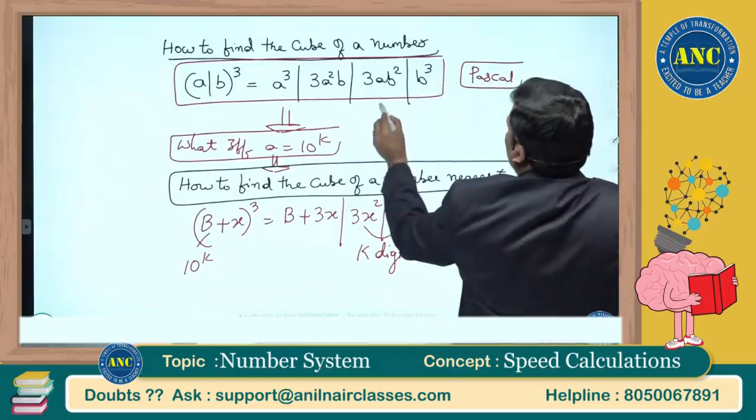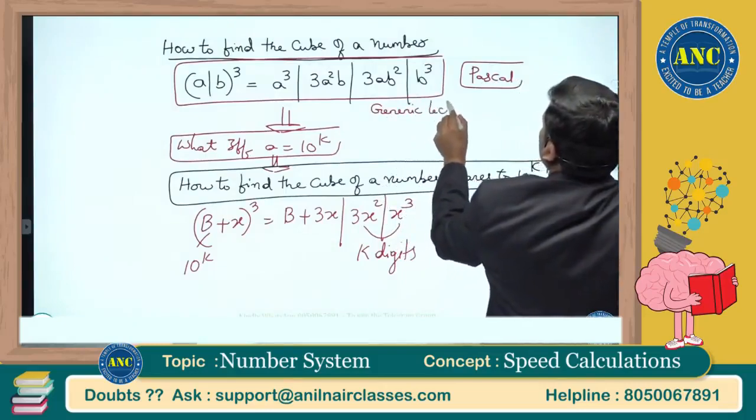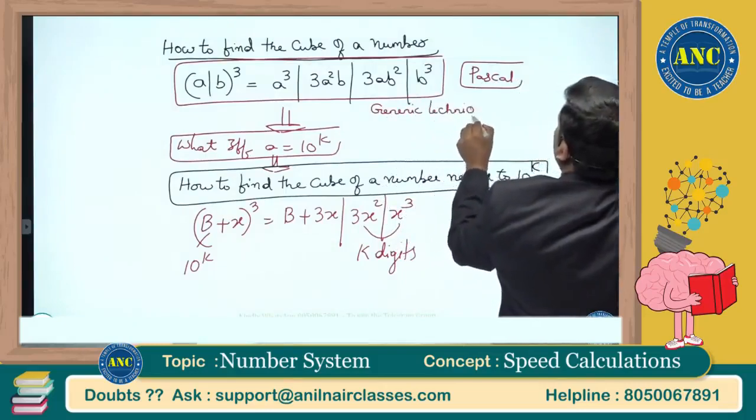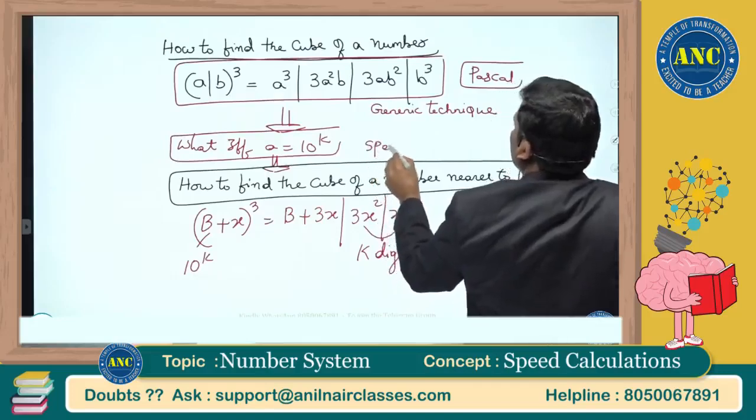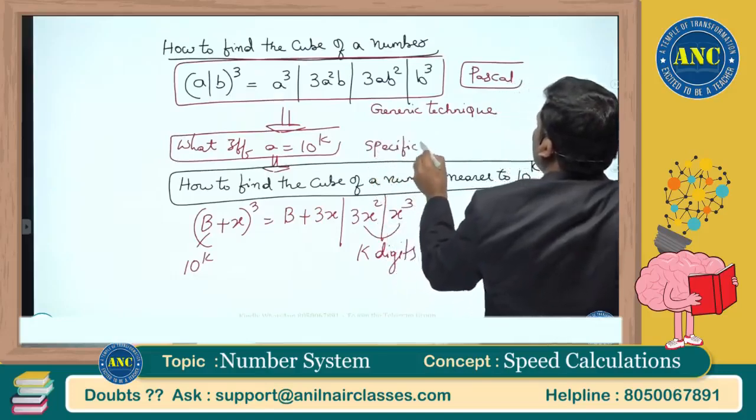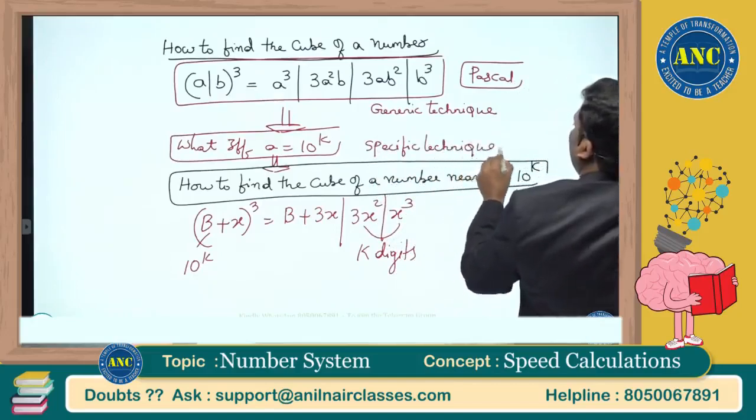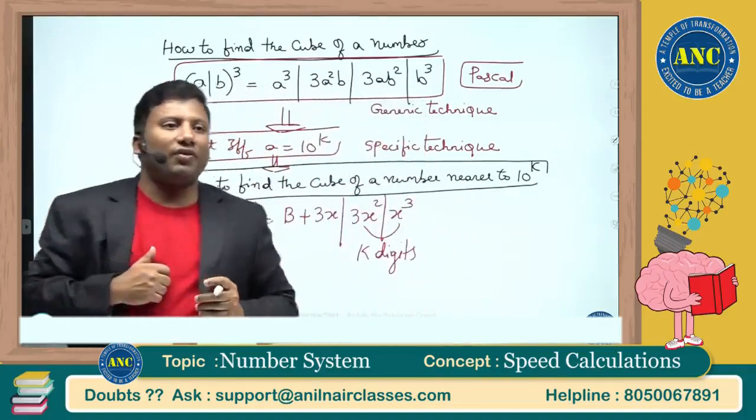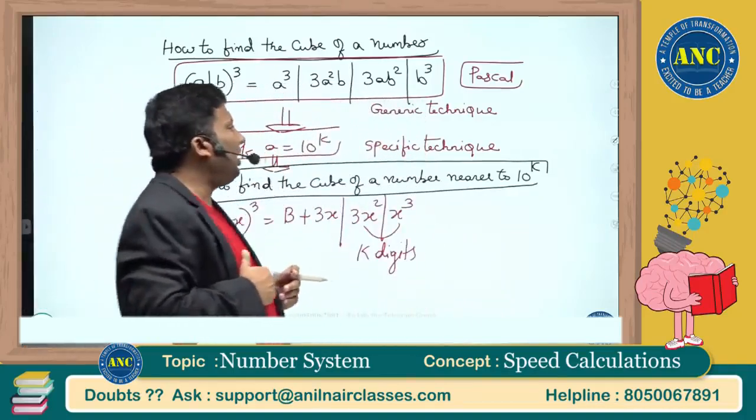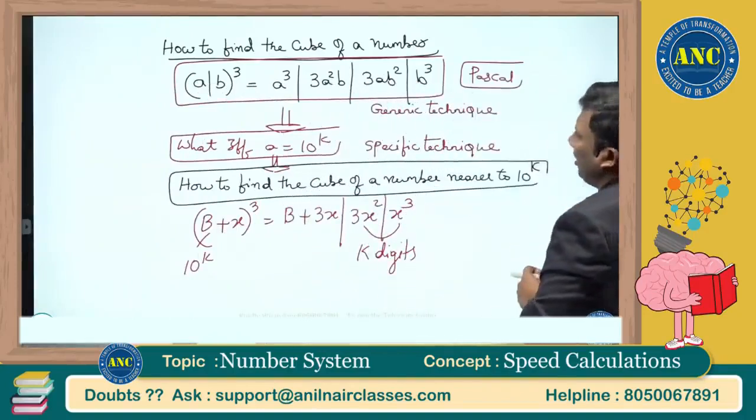This is a generic logic, a generic technique. The second one is a specific technique, used to find the cube of a number nearer to 10 power k. So we have a generic technique as well as an optimized technique.